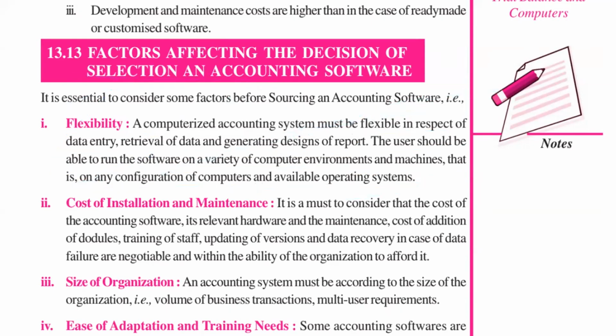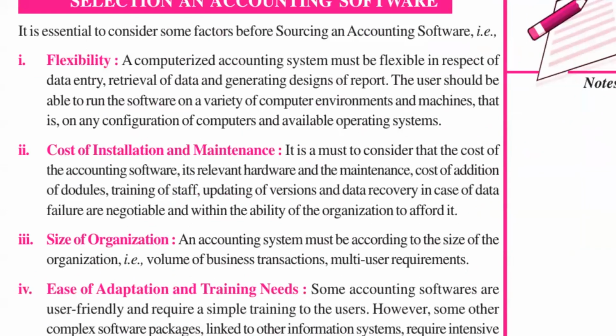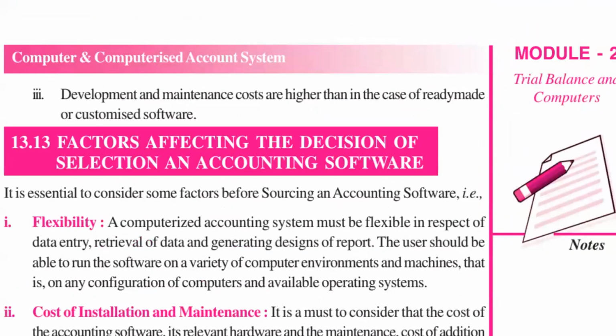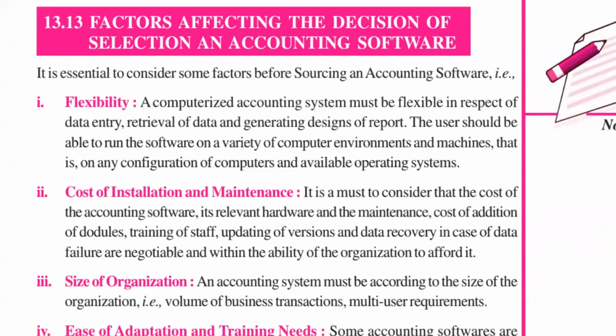See, it means what? Flexible means, see, one word is rigid. Rigid means no change; flexible means change. This software should be flexible, meaning it can be used in any computer, in any operating system. It should be flexible, okay, not rigid. Then the factors affecting: before selecting an accounting software, what are the factors that you take into consideration? Okay, the first one is flexibility, whether that software is flexible or not. First you will think of this point. If that software is flexible, yes, we can choose that.